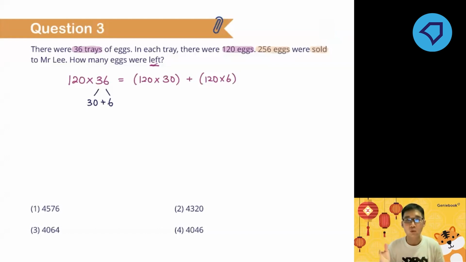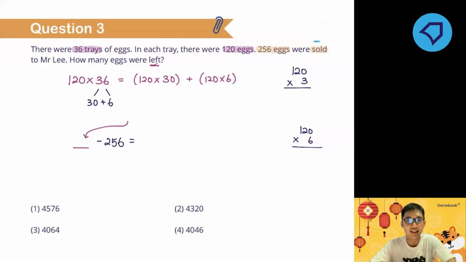Okay, now then, oh, another clue. 256 eggs were sold, given away, right? So what should I do next? Which operation sign should I apply? Plus, minus, times, or divide? It's minus, right? So since it's given away, I'm going to remove it from my total amount so that I can know how many eggs were left, right? So here, after you have gotten this answer, you subtract away 256 to give you the final answer. All right, so now let's go through this question together. I think there are some students that didn't see option 3 and option 4 carefully.